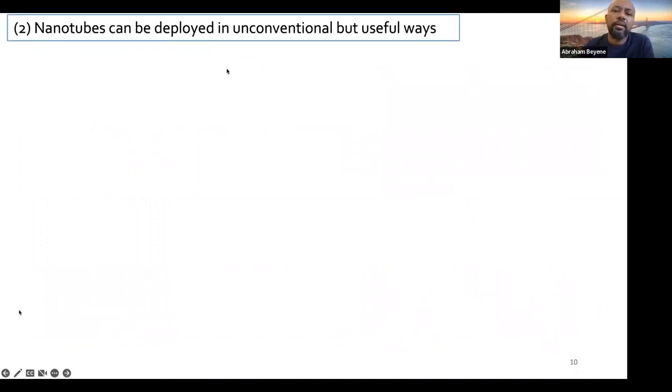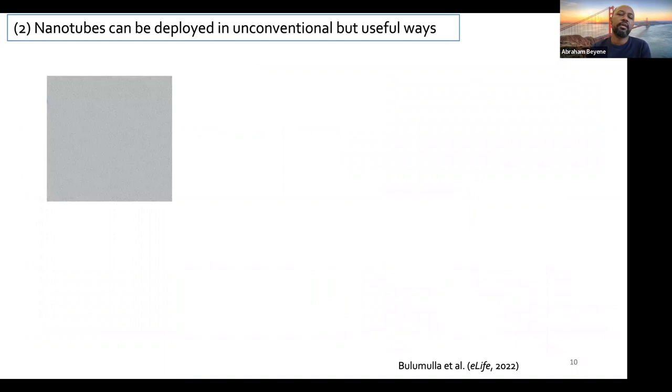These nanotubes are synthetic, meaning that you can also use them in some really unconventional and weird and useful ways. And one of these is this publication that came from my lab a couple of months ago, where we've been able to create these composite nanofilms out of these nanomaterials on which you can culture primary neurons.